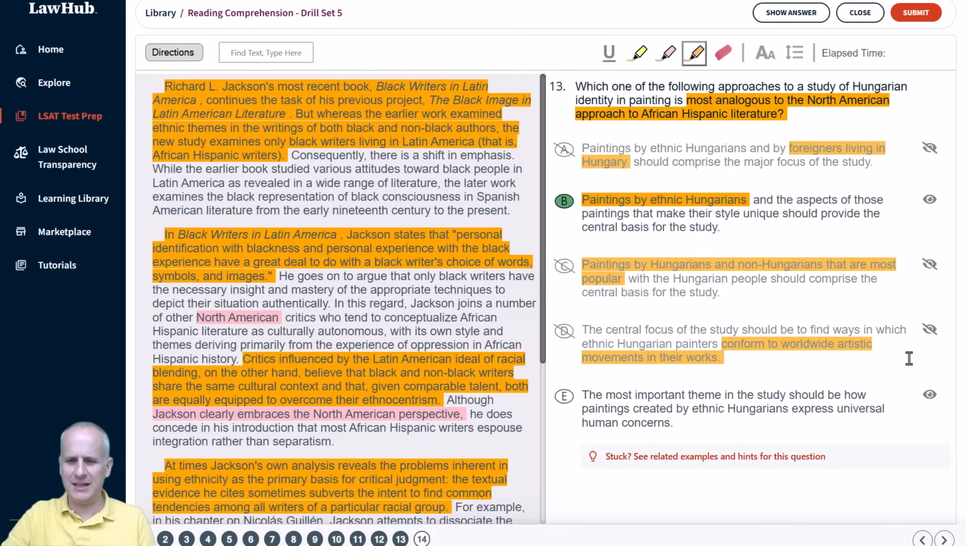And then lastly, choice E, the most important theme in the study should be how paintings created by ethnic Hungarians express universal human concerns. No, they're just focusing on their own concerns if it's matching that North American approach as described in the second paragraph. And of course, we probably would have selected B if we were working through this problem ourselves a little while ago.